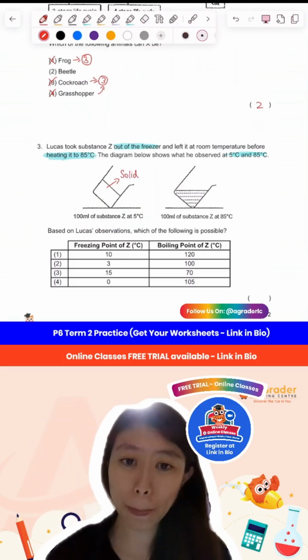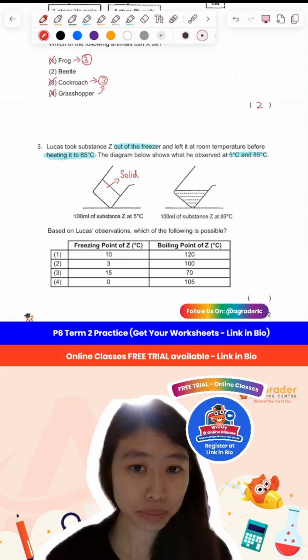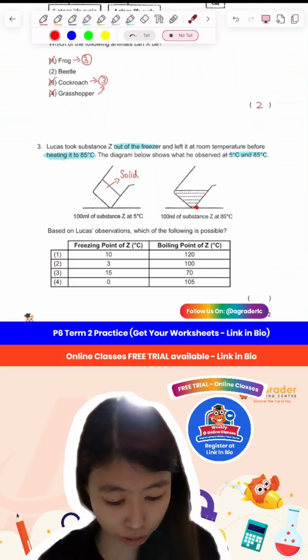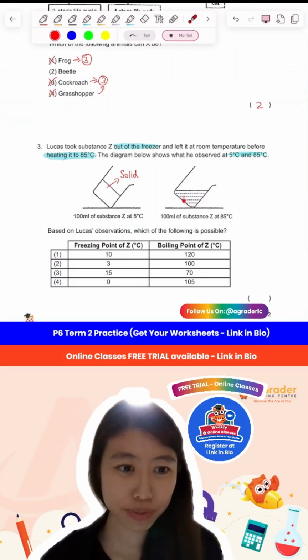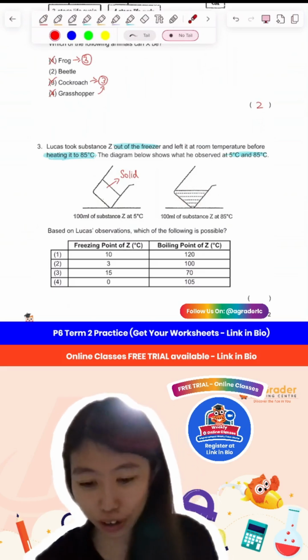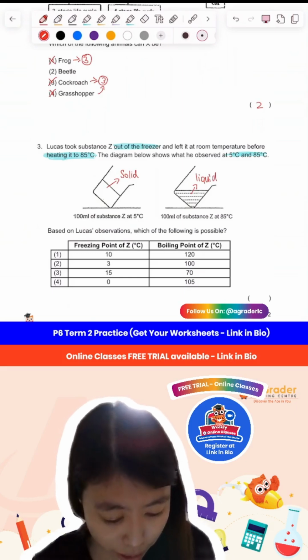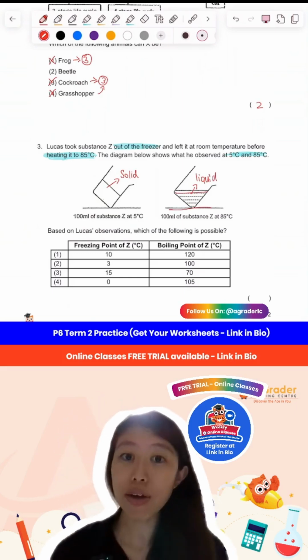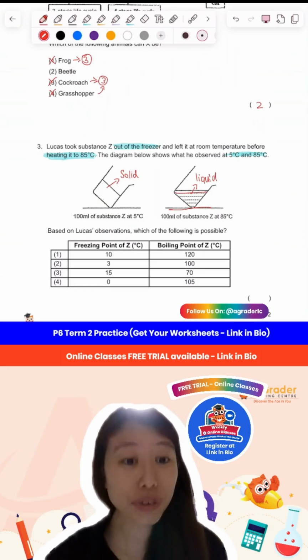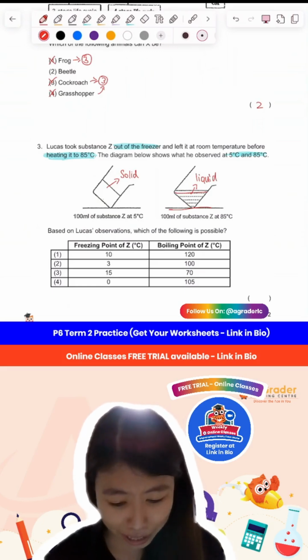About Z at 85. Okay, very good. I've seen some of you mentioning that it is at a liquid state because it's the same level as the floor. Okay, very good. Liquid state. All of you get this part correct.